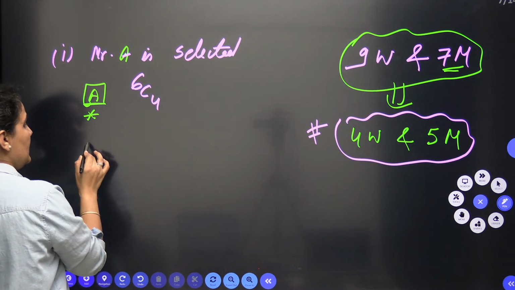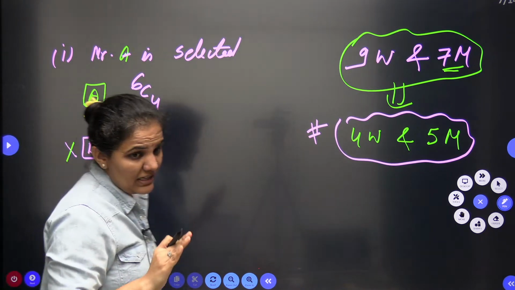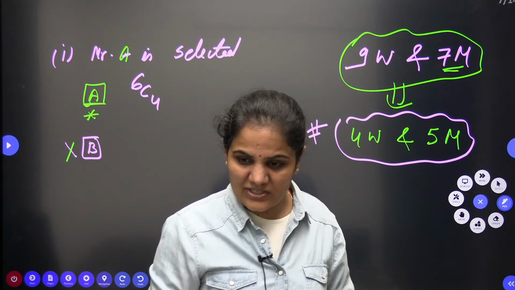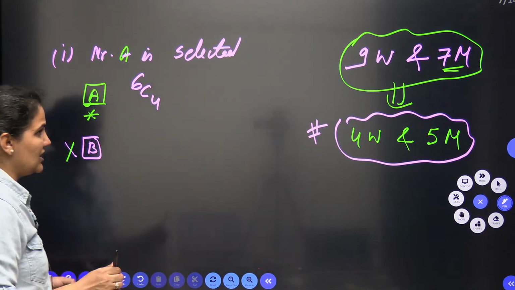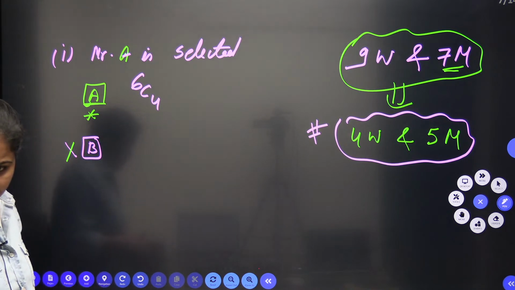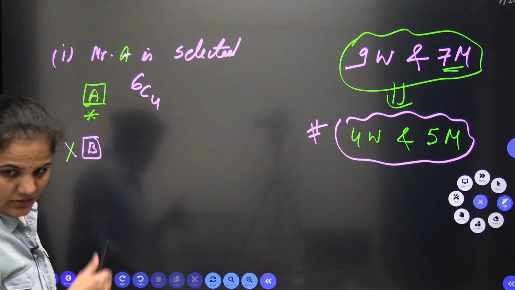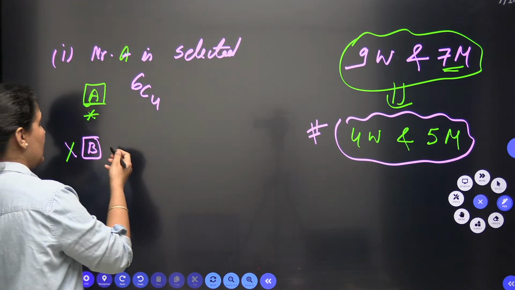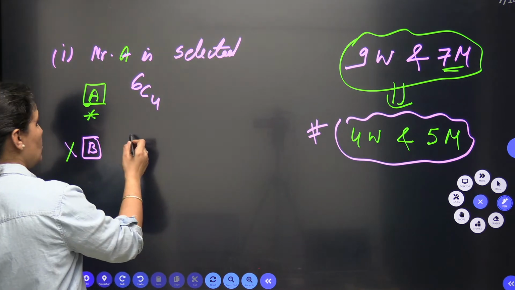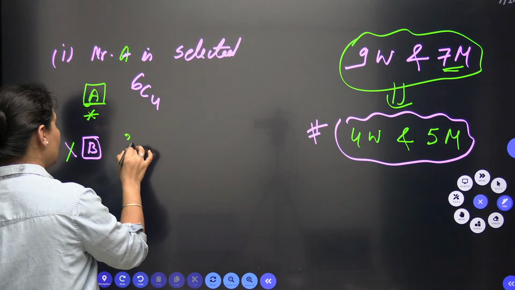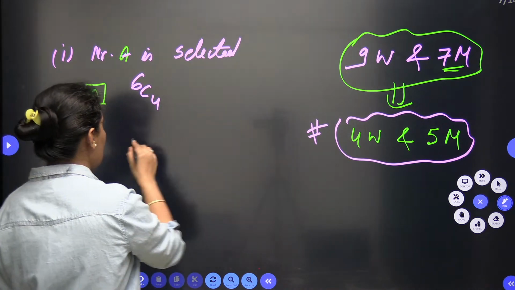A is there in the committee, so Miss B will not be available for the selection. So when Miss B is not available for the selection, what happened? Here we can directly approach now. When Miss B is not available, we are having only 3 women. Out of the 3, now we are having only 8 women.